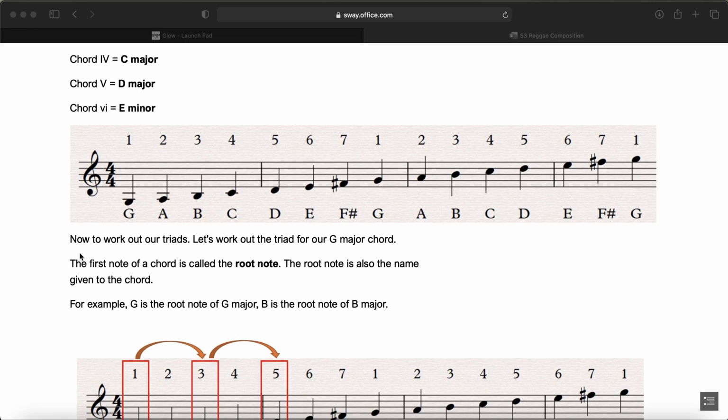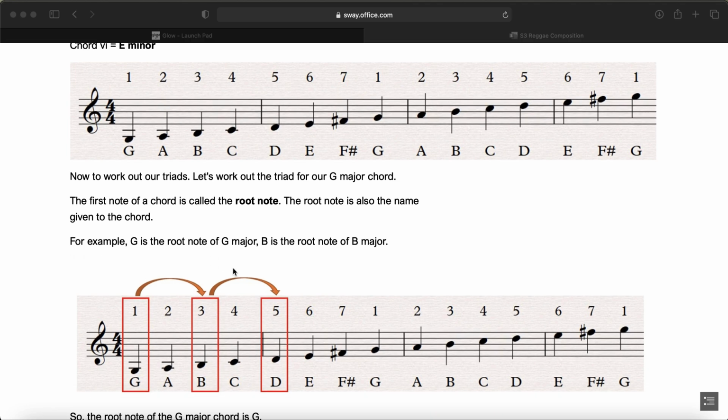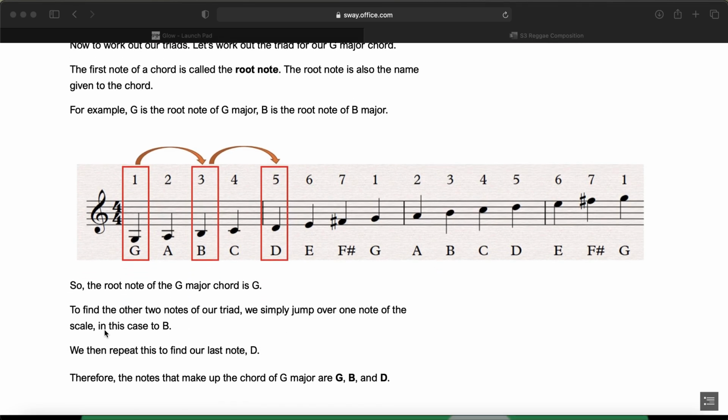Now to work out our triads. Let's work out the triad for our G major chord. The first note of a chord is called the root note. The root note is also the name given to the chord. For example, G is the root note of G major, because it's the name of the chord, and B is the root note of B major. It'd be the same for F sharp, which would be the root note of F sharp major, etc, etc. So the root note of G major is G.